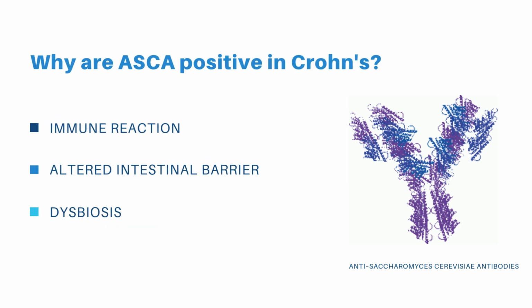This brings us to the key question. Why are ASCA levels elevated in Crohn's disease? There are three main mechanisms at play here. First, there is dysbiosis, an imbalance in the gut microbiome. Second, patients with Crohn's have an altered intestinal barrier, which means the gut lining doesn't function properly as a protective barrier. Third, this leads to an immune reaction where the body starts producing these anti-Saccharomyces cerevisiae antibodies as a response to the yeast present in the intestinal tract.